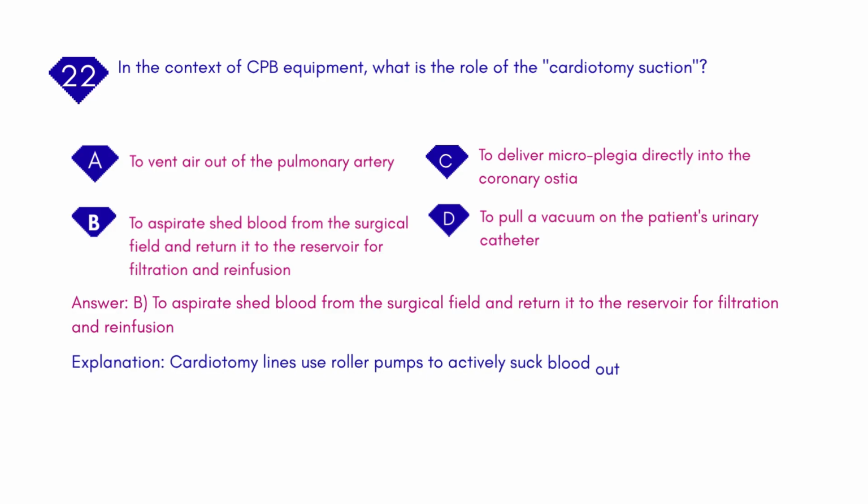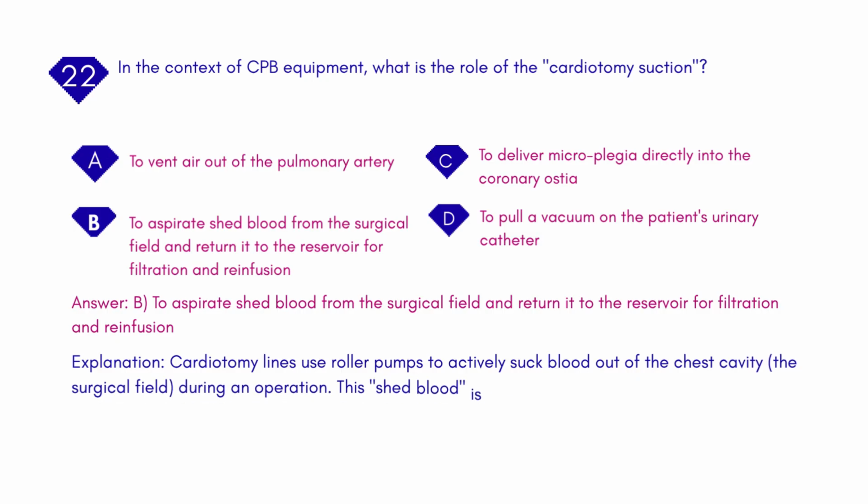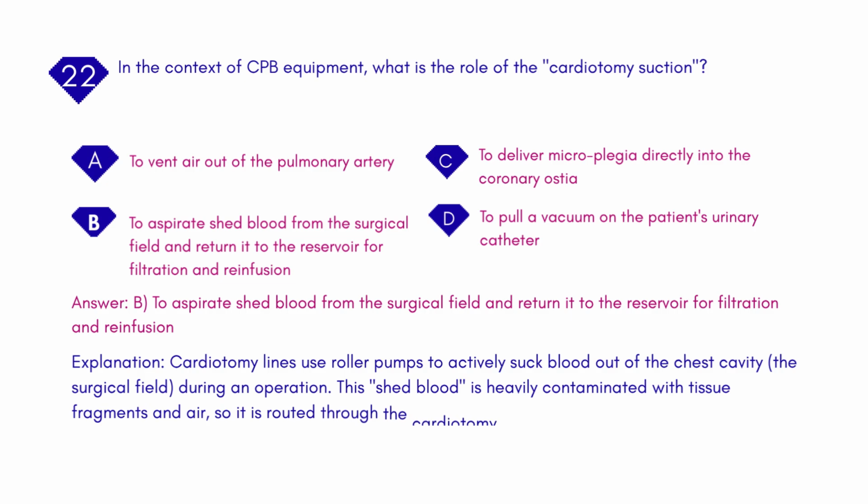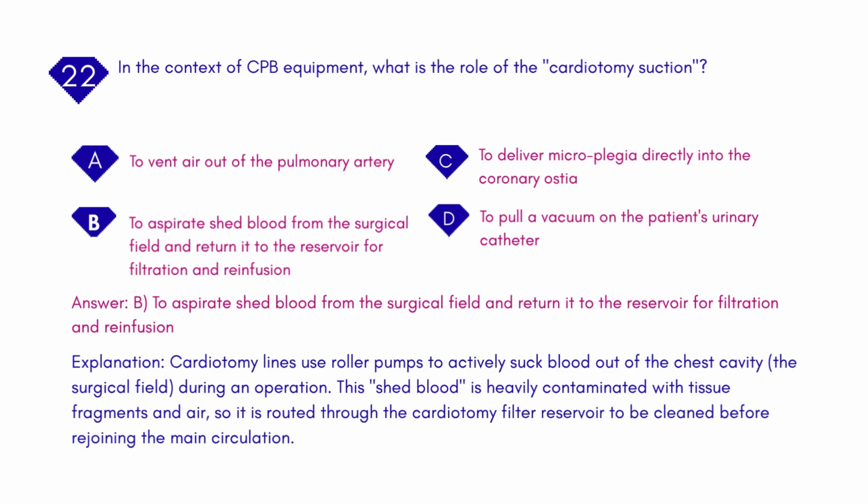Explanation: cardiotomy lines use roller pumps to actively suck blood out of the chest cavity, the surgical field, during an operation. This shed blood is heavily contaminated with tissue fragments and air, so it is routed through the cardiotomy filter reservoir to be cleaned before rejoining the main circulation.